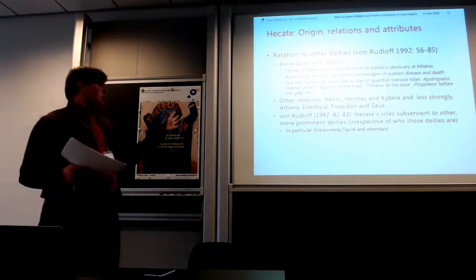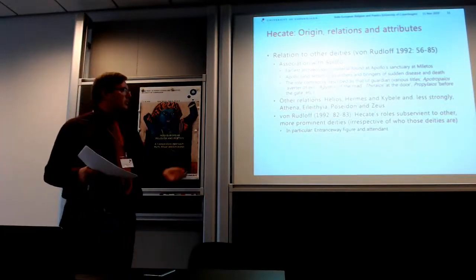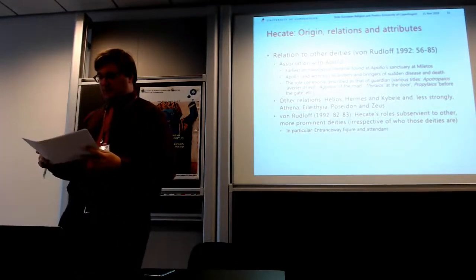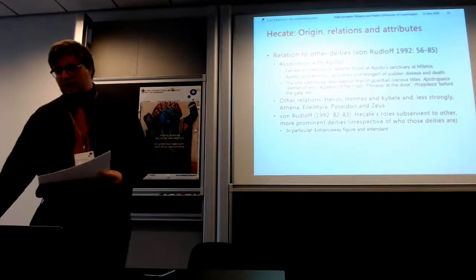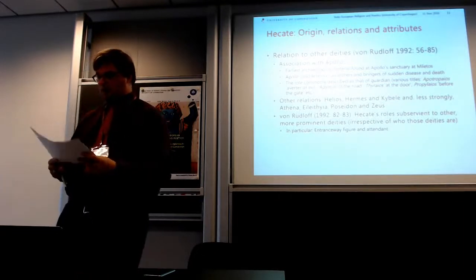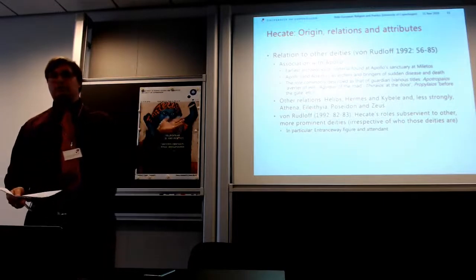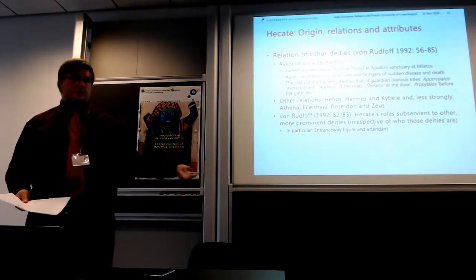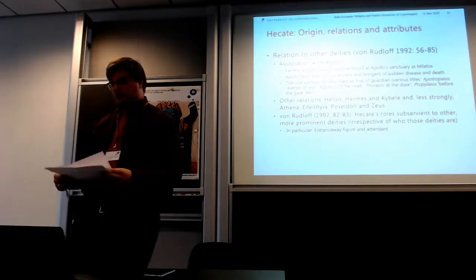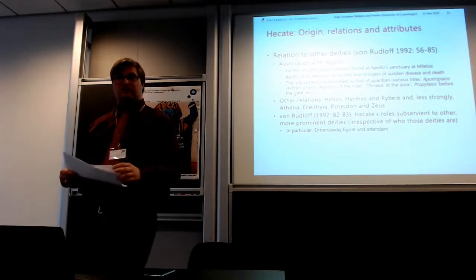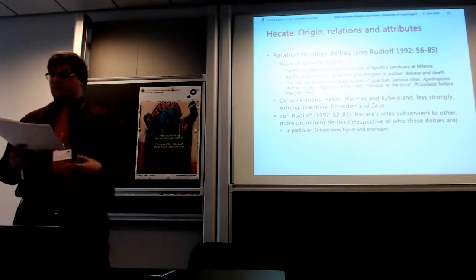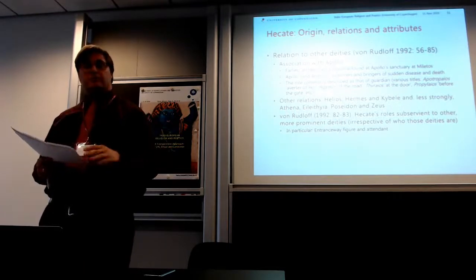Von Rudloff tries to sum up and conclude that the reason why we have all of these confusions and associations might be that Hecate's role is that she's subservient to other more prominent deities. So more or less irrespective of who those deities are, dependent on the place of worship, etc. But what we see in general is, in particular, that she is associated with the entranceway figures and being an attendant of other deities, right? Lastly, I could mention that in very late times we have a conflation with the figure of Diana, the moon goddess, but that's much later.